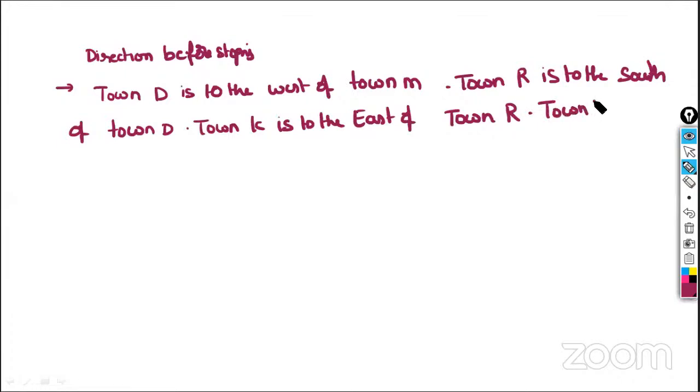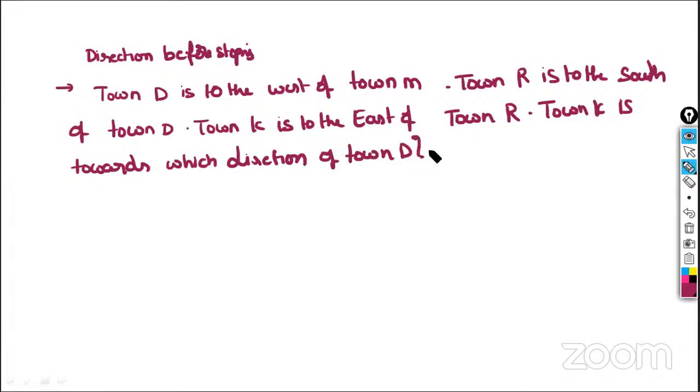Town K is towards which direction of town D? Very good, very good. Southeast. Okay, very good. So two different answers are coming.